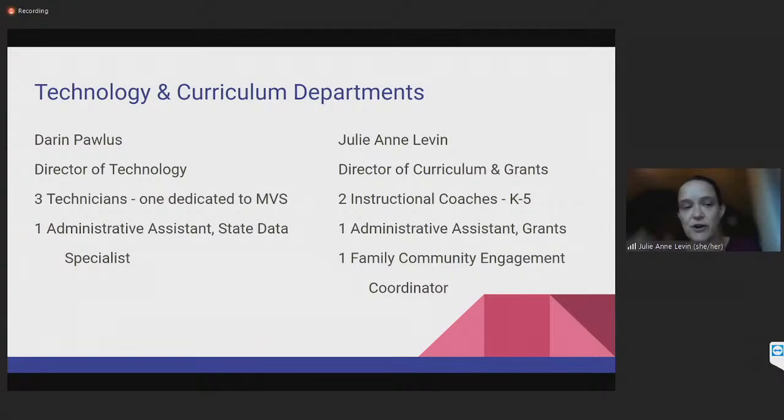So just a brief overview of our organizational structure. Darren Paulus and I run the technology and curriculum departments. We each have 4 staff members that we supervise, and his staff members are largely around making sure that things technically work and that we're technically getting the data submitted to the state, and computers are turning on, and interactive projectors are turning on, and the TVs that we have at the new school are turning on.